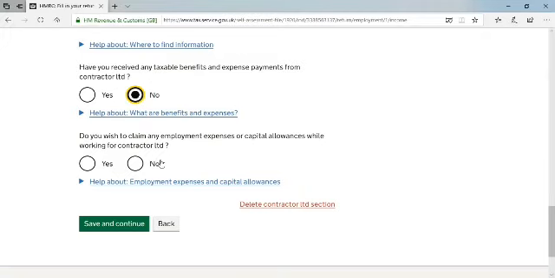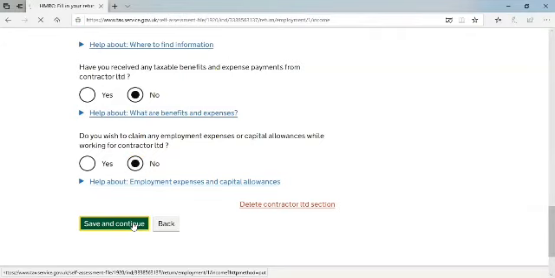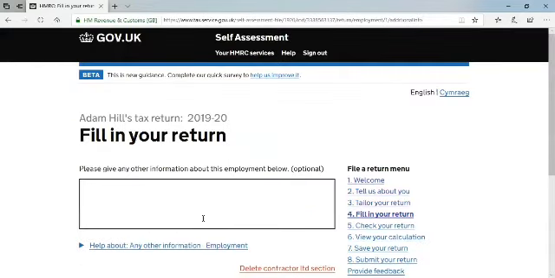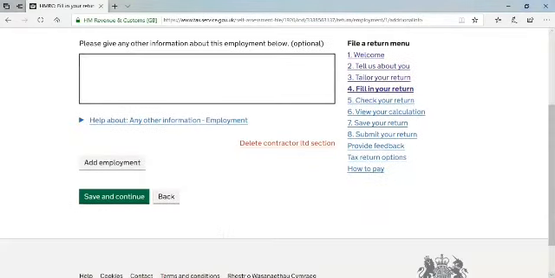Do you wish to claim any employment expenses or capital allowances while working for contractor limited? This section, we're going to select no for it. I'm going to do a separate video more for employed people, where you can claim back some expenses that relate to your employment and get a tax refund. But for contractors, the expenses go through your contractor limited company, which is a service company on your behalf. So no, and save and continue. You have a bit of white space if you want to give a bit more information, most likely not.